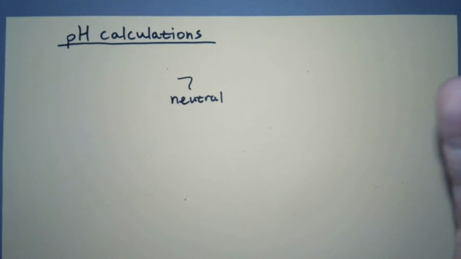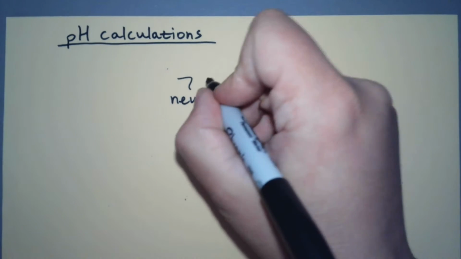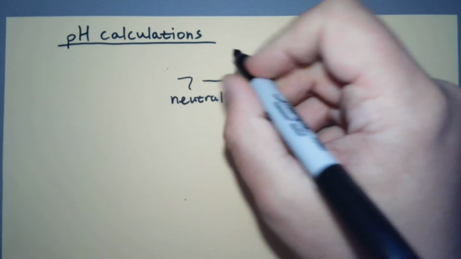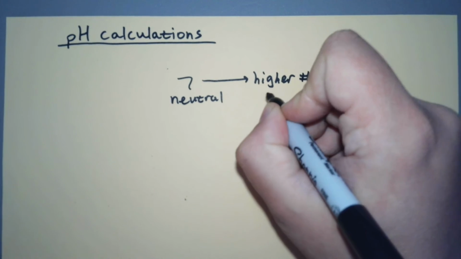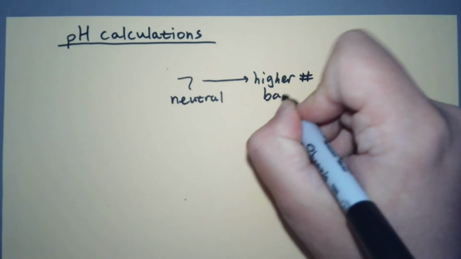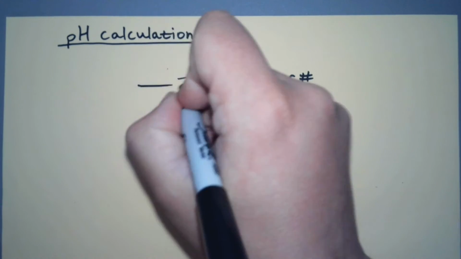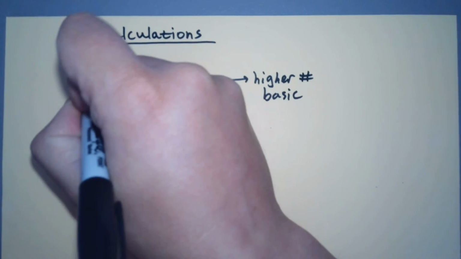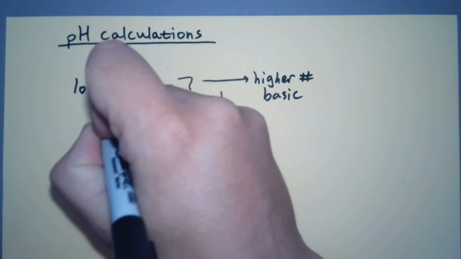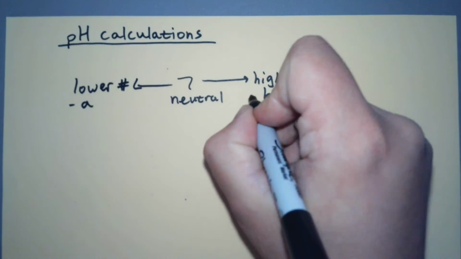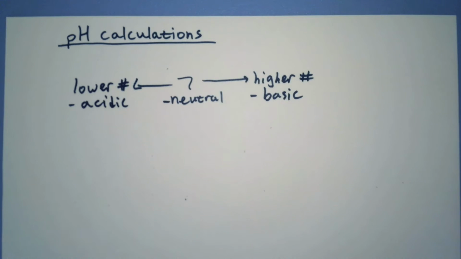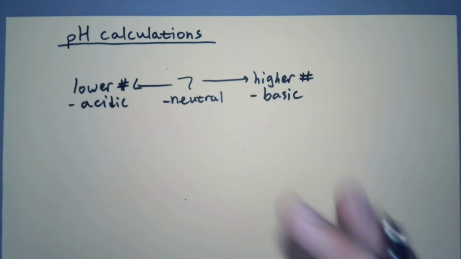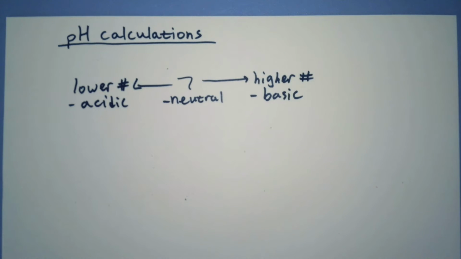Which is weird. What scale puts 7 in the middle? Why is that? And if it gets higher, to a higher number, that means it's becoming basic. And if it goes to a lower number, it's becoming acidic. Okay? That's what we talked about last week. That's it. Just the number system and so on and so forth.